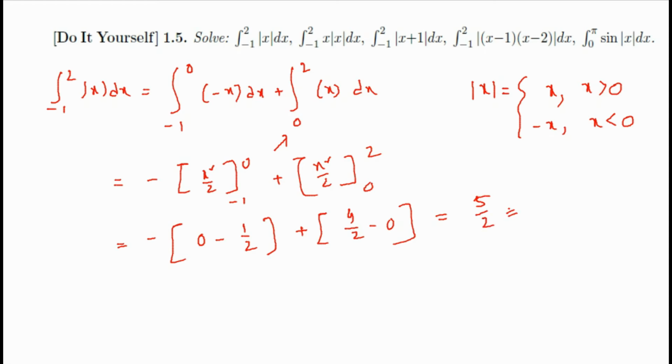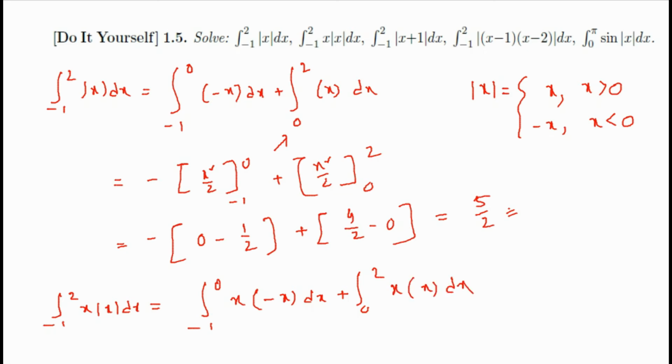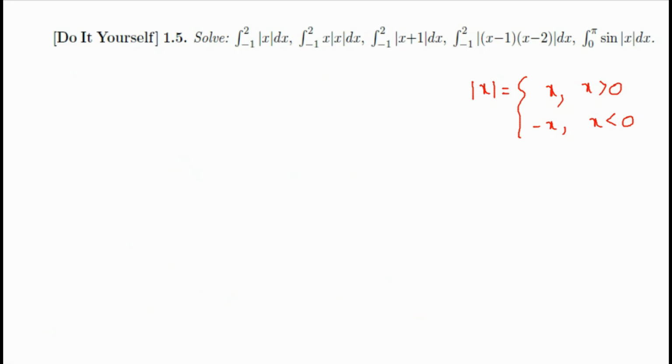Now for the second one, integration from minus 1 to 0 of x into mod x, which equals minus x dx, plus 0 to 2 of x into mod x, which equals x dx. Now this is an easy integration, so we can easily solve that one. What about minus 1 to 2 of mod x plus 1 dx?